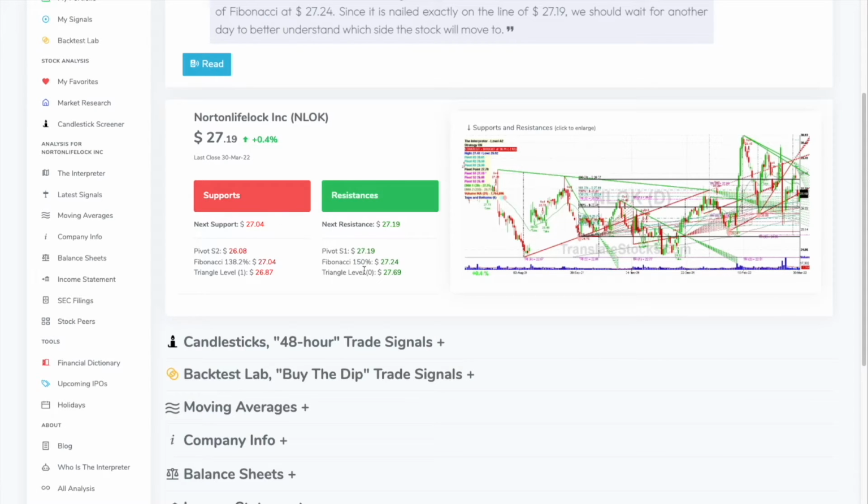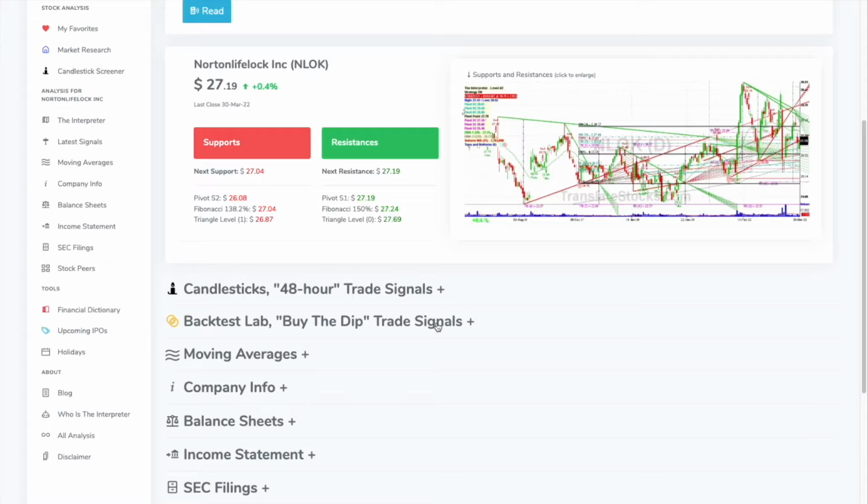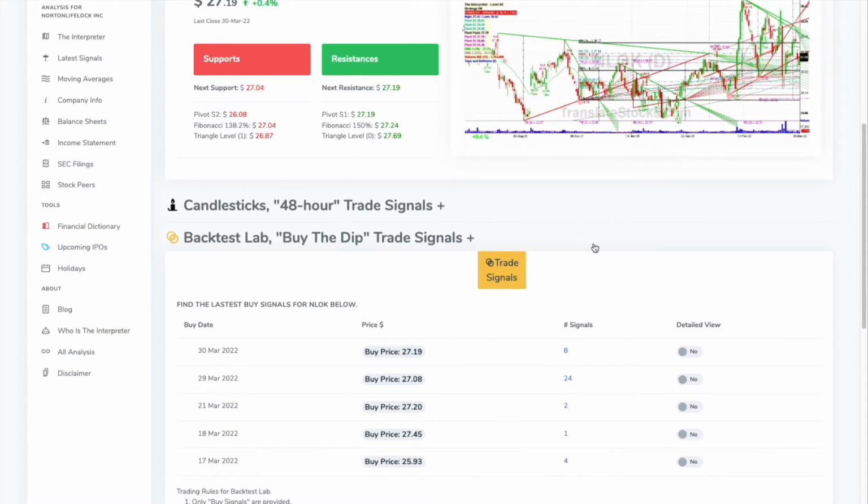And here on the left side are the next supports and resistances, Fibonacci and Triangle levels, and these are designed to help you in your decision-making process. It makes your life so much easier and so much more practical. All right, let's keep going and explore the algorithms that have given us a buy signal for Norton. So if you come down here and expand this section, we find the latest buy signals for this stock.